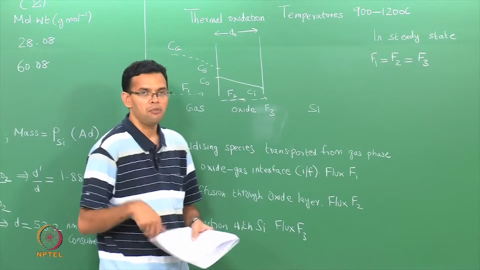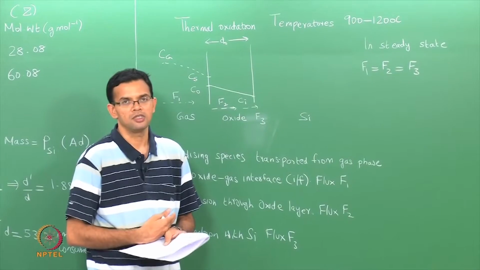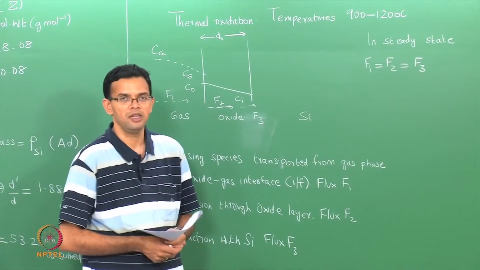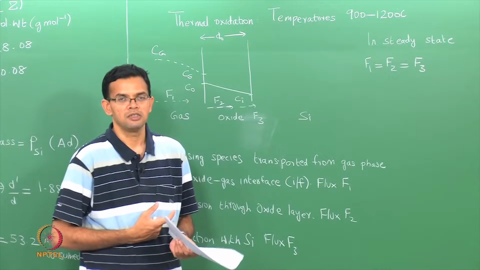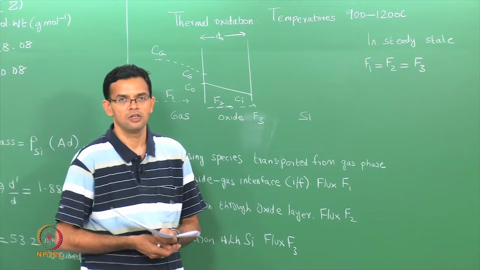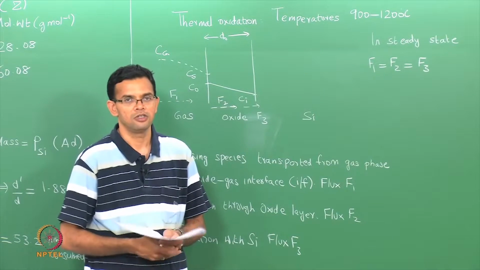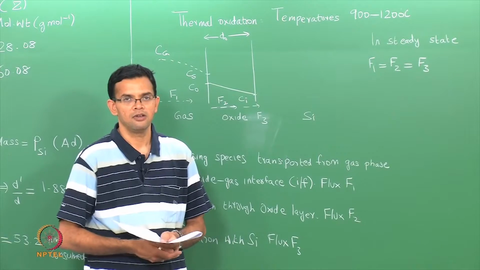So, we can actually model these various processes, and using the relation between F1, F2 and F3 derive some numbers for how the oxide layer grows as a function of the diffusion coefficient and also the thickness. So, let us take a look at that.